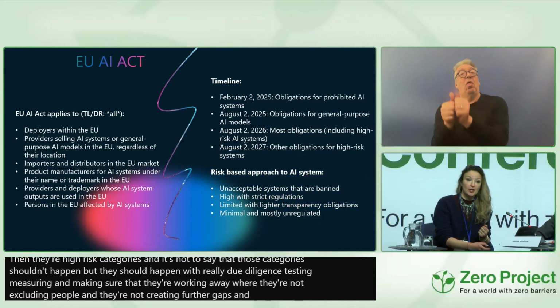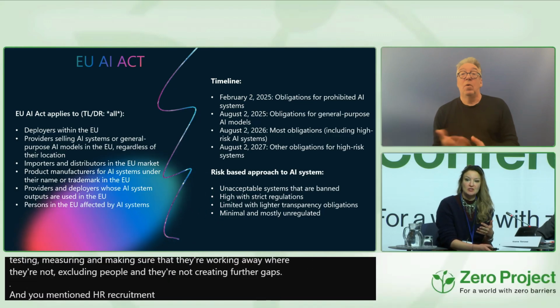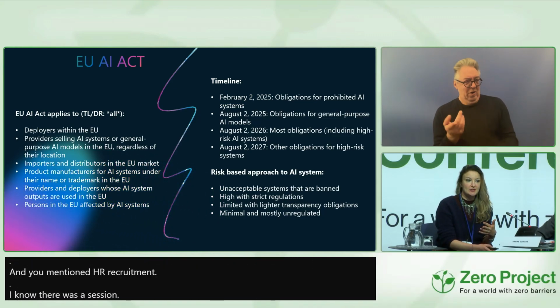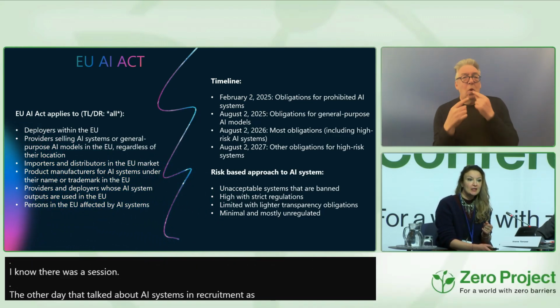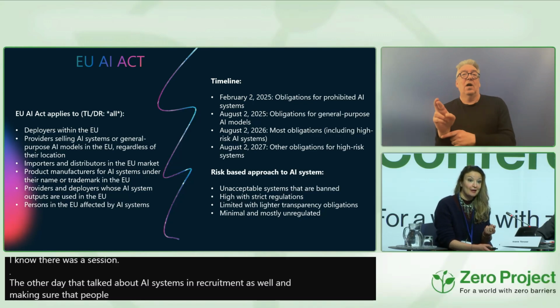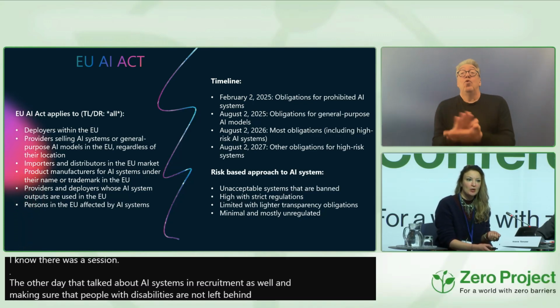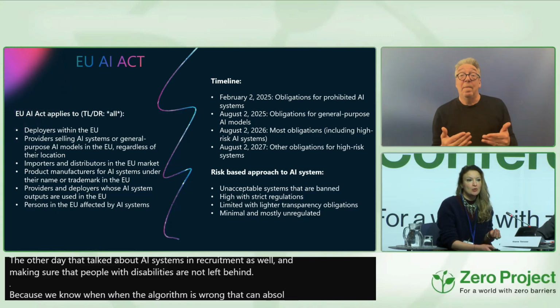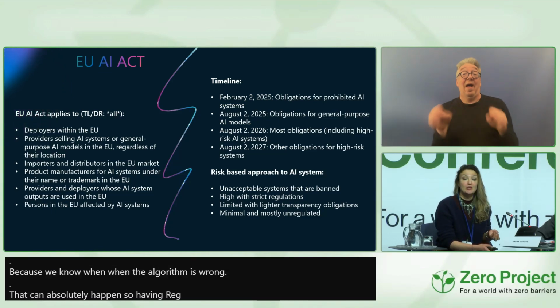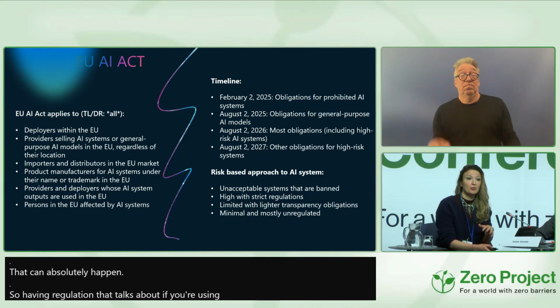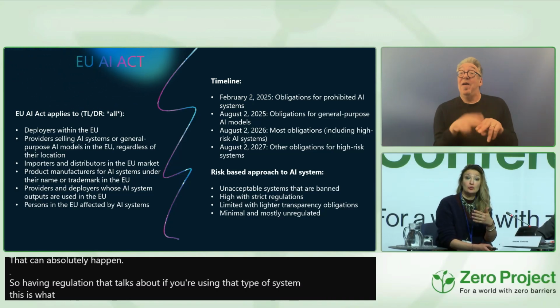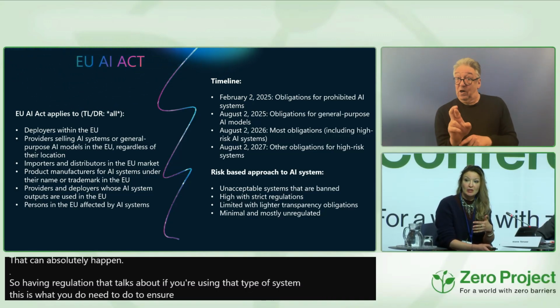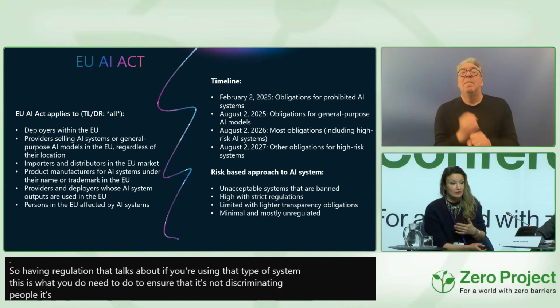And you mentioned HR and recruitment. I know there was a session the other day that talked about AI systems in recruitment as well, and making sure that people with disabilities are not left behind. Because we know when the algorithm is wrong, that can absolutely happen. So having regulation that says if you're using that type of system, this is what you need to do to ensure that it's not discriminating against people, is a very, very positive thing.